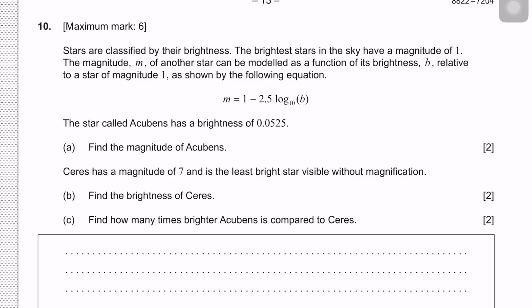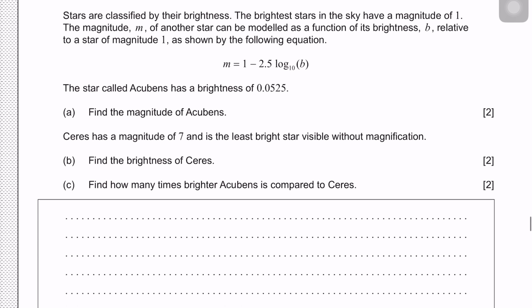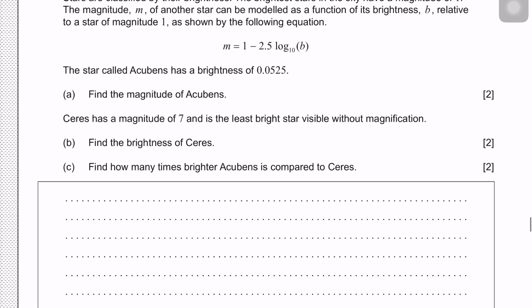We're given the brightness of Acubens as 0.0525, and essentially what we have here is this logarithmic function, and just like a lot of our function questions, we have inputs and outputs. In this case, we put some value in for b, the input of brightness, and then we can find the corresponding magnitude. So although we're dealing with log, and log isn't a variable, it's a function like sine, cos, tan, for example, we still have this idea of an input and an output. So let's write this out, input this value for brightness, and then we'll find the corresponding magnitude.